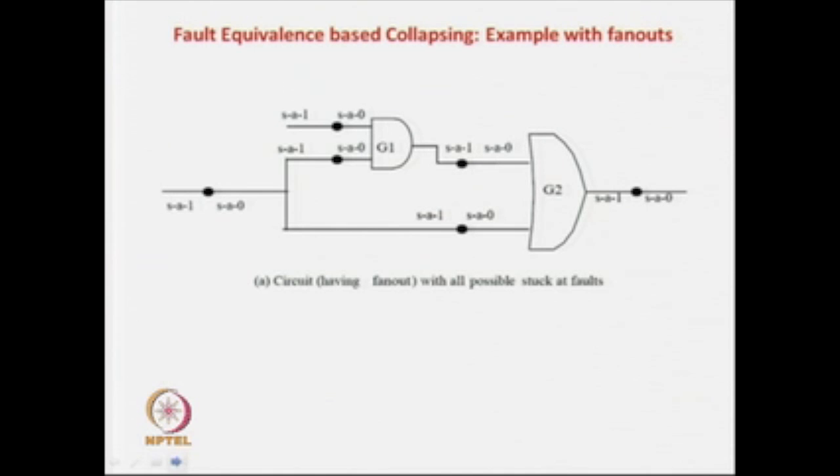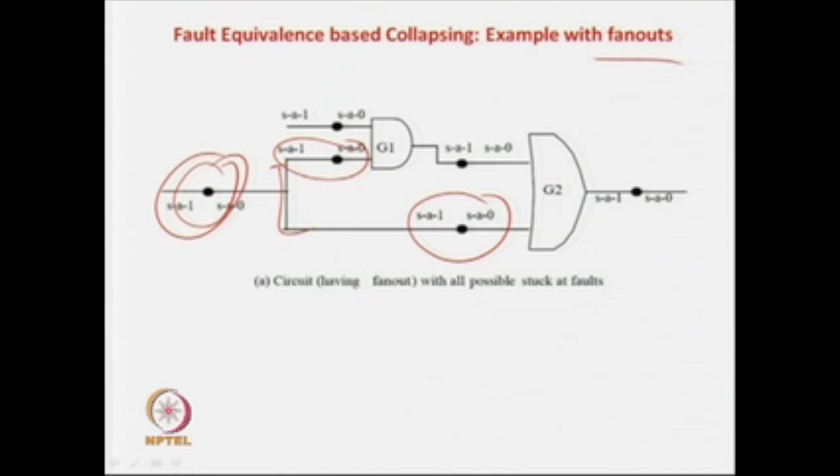Now, let us take another example where we are going to consider fan outs. Again, the same thing will be like the previous example, but now there is a stuck at 0 and 1 fault here, also a stuck at 0 and 1 fault here, and here also stuck at 0 and 1 fault. As this is a fan out branch, this one is independent, this one is independent, and this one is independent. So, this is our circuit example.